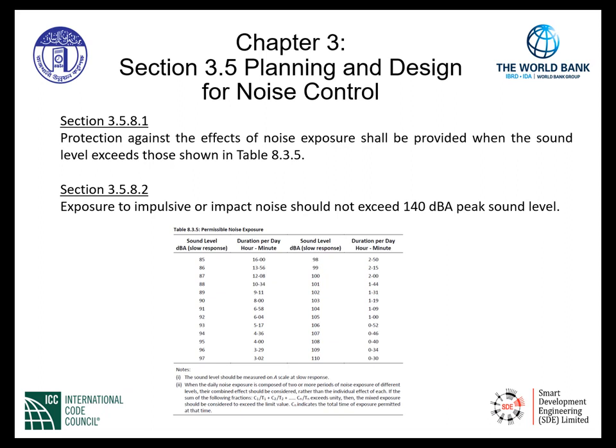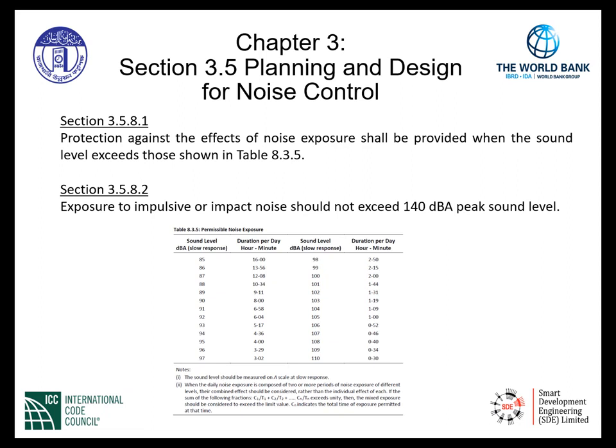In the first column, it gives a sound level in dBA, which is a slow response. It ranges from 85 to 97 dBA. This is permissible noise exposure. The duration is given to us in the second column, duration per day in hours and minutes. The permissible noise exposure at 85 decibels would give us a duration per day of 16 hours, 0 minutes. Whereas if we go down to 97 dBA, we have the duration per day at 3 hours, 2 minutes.